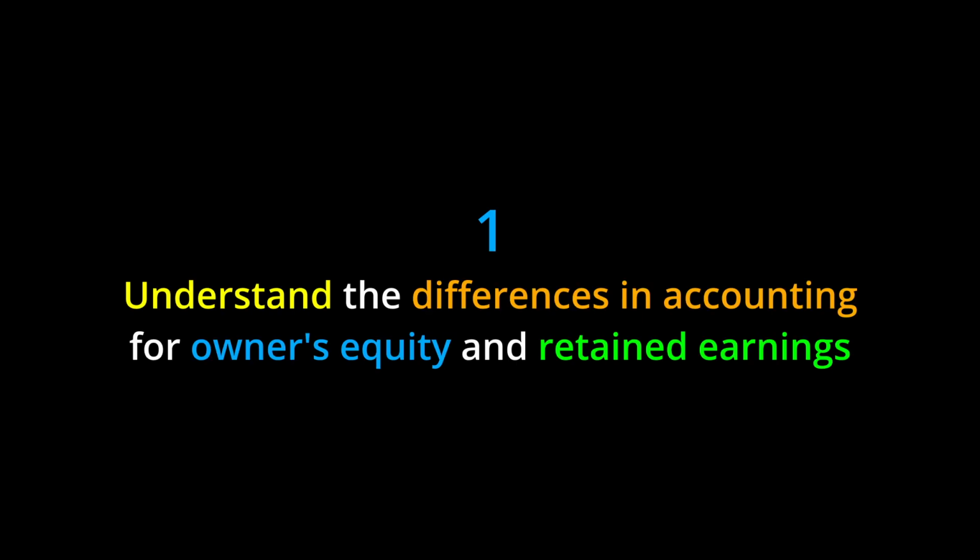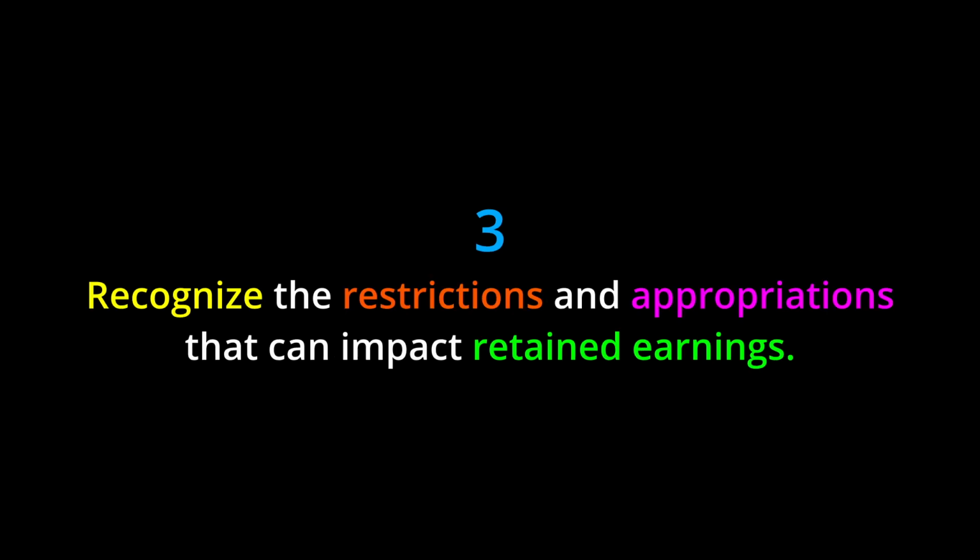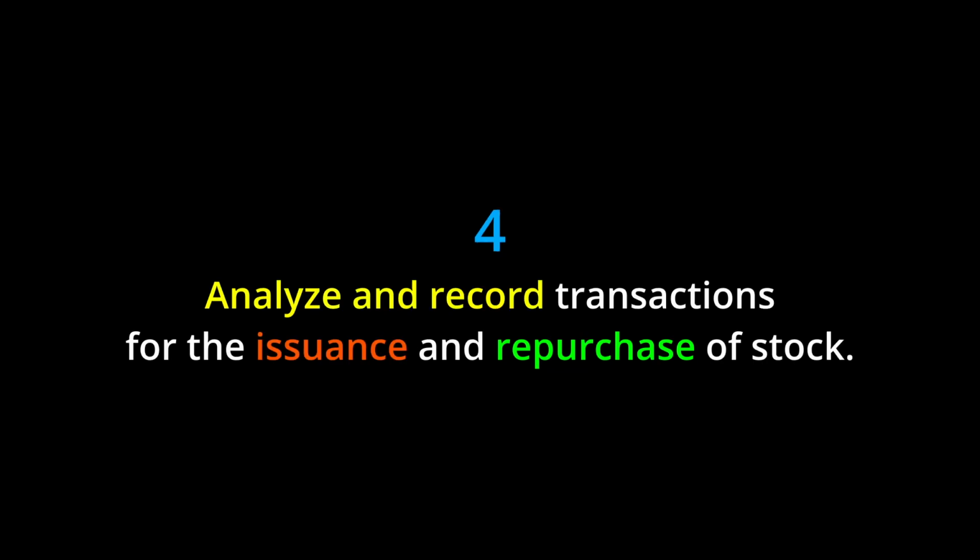Learning objectives. By the end of this chapter, you should be able to: 1. Understand the differences in accounting for owner's equity and retained earnings in different forms of business ownership. 2. Explain the characteristics and functions of the retained earnings account. 3. Recognize the restrictions and appropriations that can impact retained earnings. 4. Analyze and record transactions for the issuance and repurchase of stock.